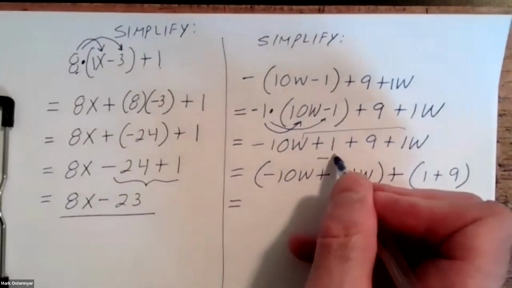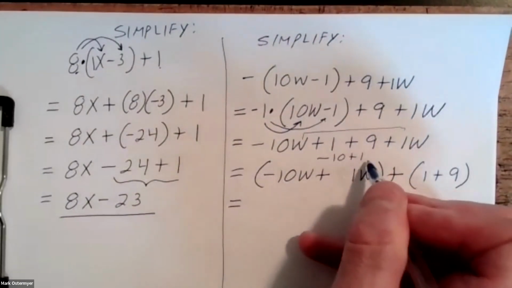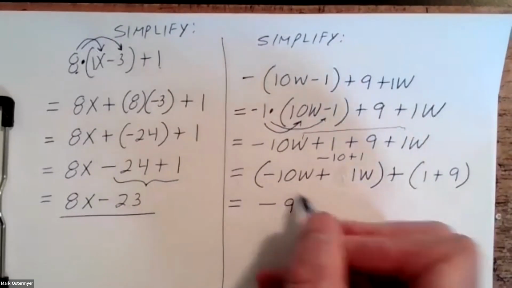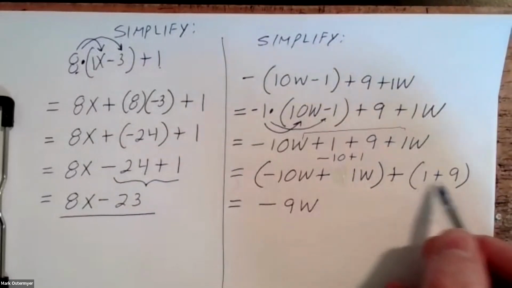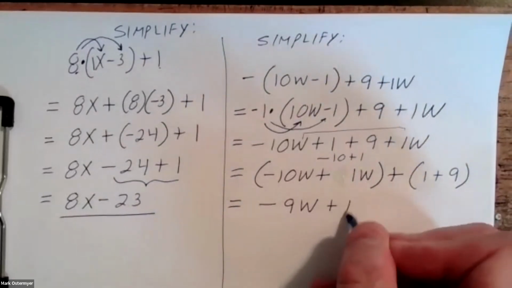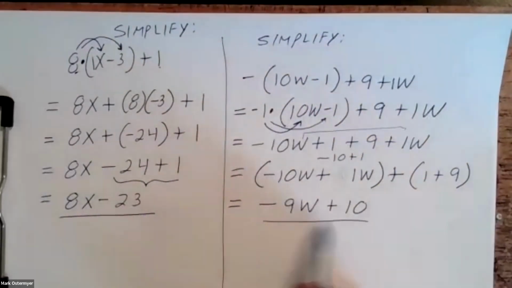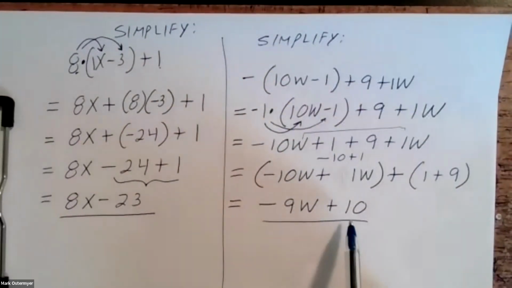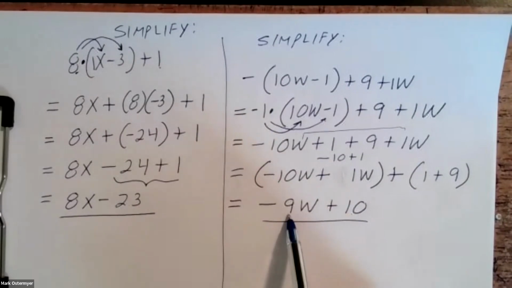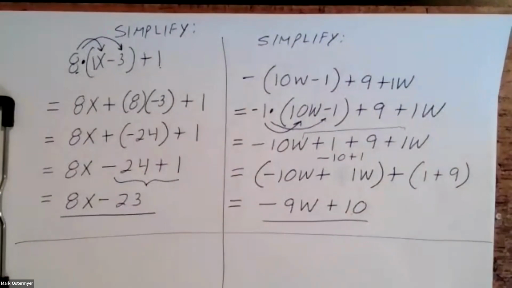Now, what's -10w added to 1w? Well, on your calculator, you can do -10 plus 1, and that would give you -9. So -10w plus 1w is -9w. And 1 plus 9 is plus 10. And we're done. This would be your answer. This would be the simplification of this algebraic expression. You cannot add 10 and -9w together because these are not like terms.